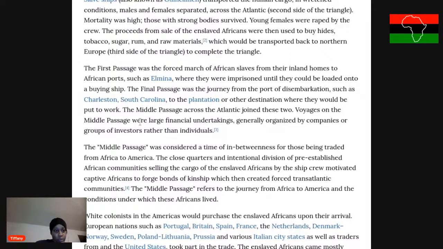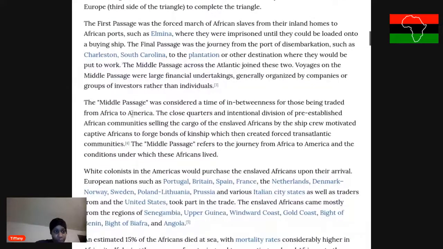Voyages on the middle passage were large financial undertakings, generally organized by companies or groups of investors rather than individuals, right? The Middle Passage was considered a time of in-betweenness for those being traded from Africa to America. The close quarters and intentional division of pre-established African communities by the ship crew selling the cargo of enslaved Africans motivated captive Africans to forge bonds of kinship, which then created forced transatlantic communities. The Middle Passage referred to the journeys from Africa to America and the conditions under which these Africans lived.